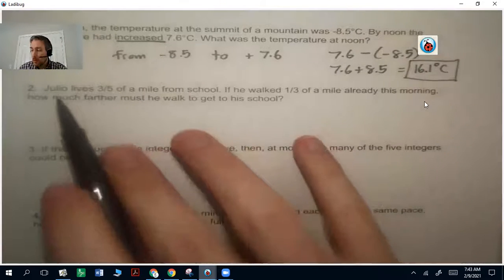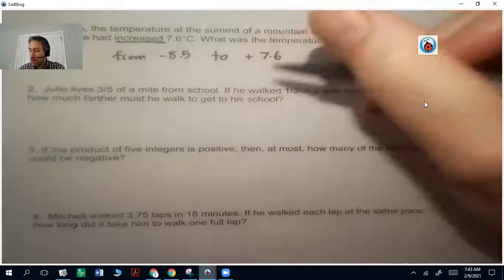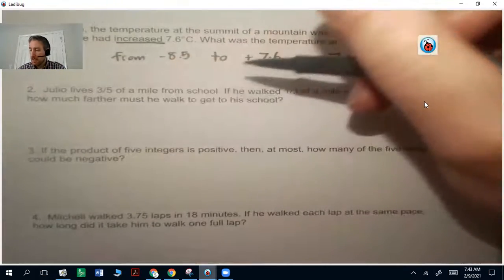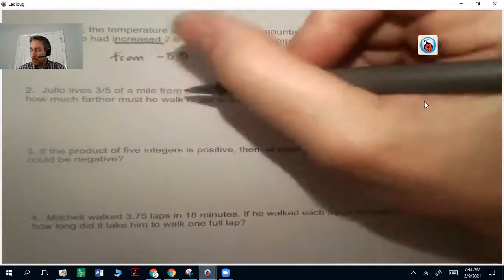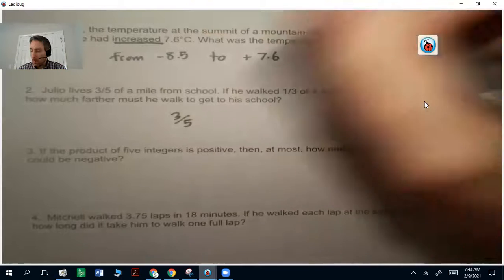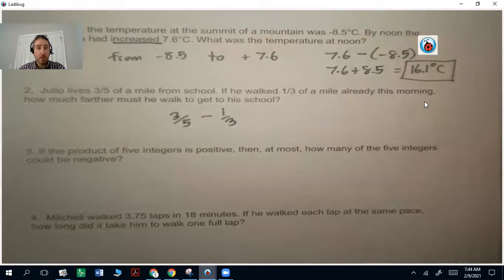Number 2. Julio lives 3/5 of a mile from school. If he walked 1/3 of a mile already this morning, how much farther must he walk to get to school? So he's already walked 1/3 of a mile. He lives 3/5 of a mile from school. We want to subtract 1/3 from 3/5 to figure out how much further he needs to go.